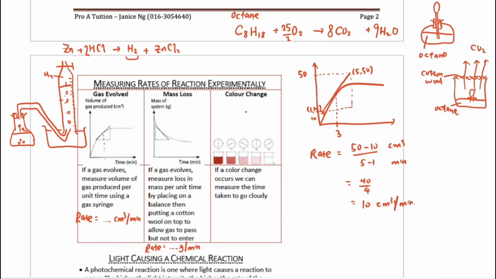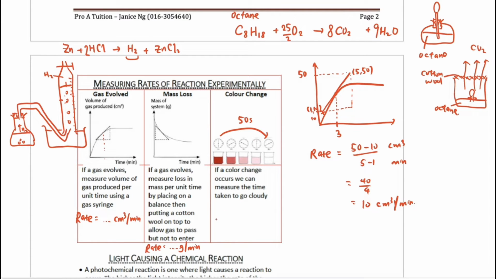Okay. Then color change. So this is the third way. For example, during the chemical reaction, it changed color from red to colorless. Then you can count the time. Okay. So at this minute, what color do you record down? And after 1 minute, what color? Okay. At the end, it becomes colorless. Let's say it becomes colorless in 50 seconds.